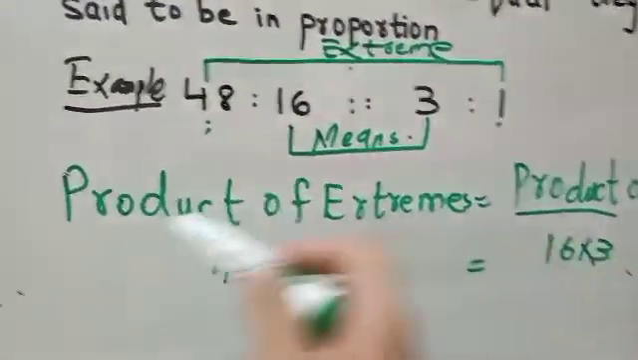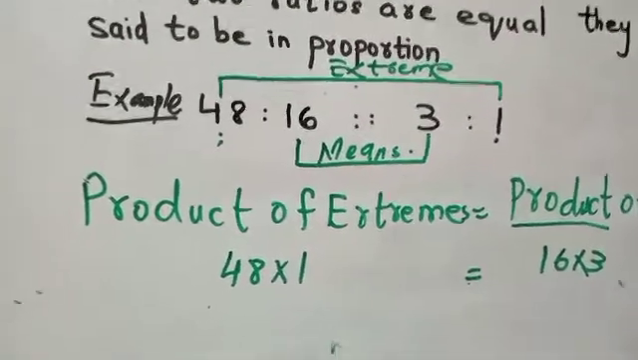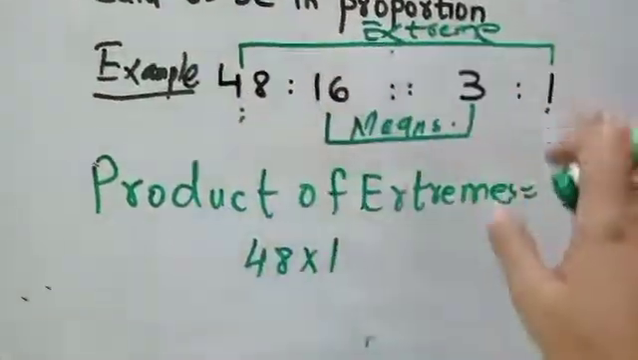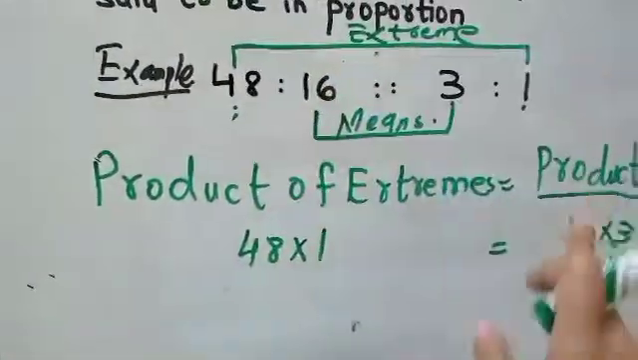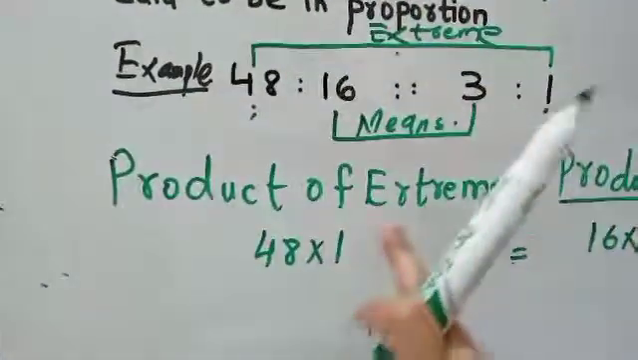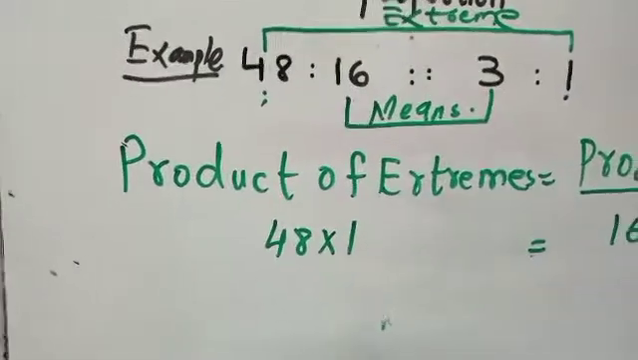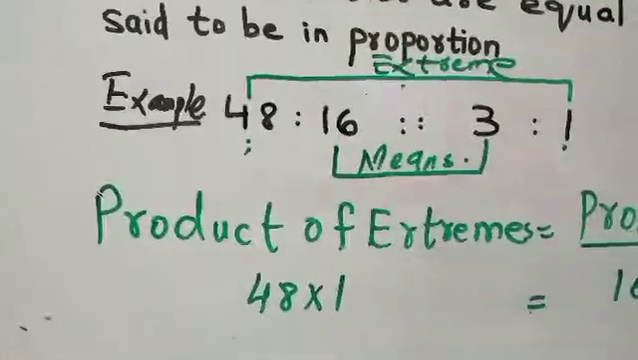This is the formula which you have to learn. The first term combines with the fourth term, the second term combines with the third term. The first term and fourth term are known as extremes, the second term and third term are known as means. Now we are moving on to the exercise.